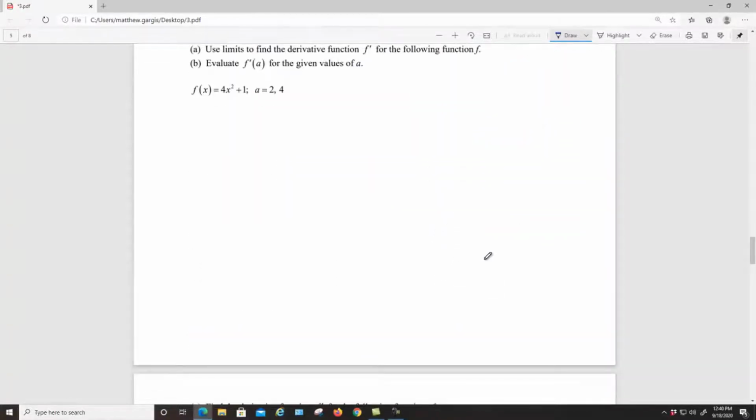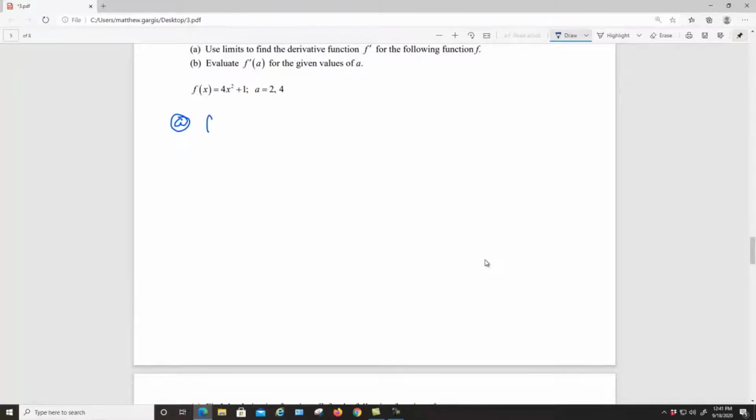Use limits to find the derivative function f prime for the following function. Evaluate f prime at a for the given values of a. Alright, so we want to use the limit definition and we're actually going to find a derivative function this time. We're not just going to find the derivative at a point. We're going to actually find a function that produces the slope of the tangent line.